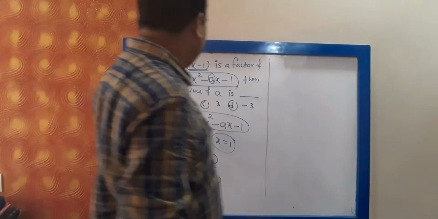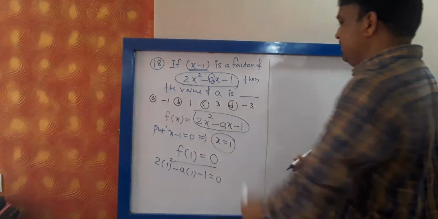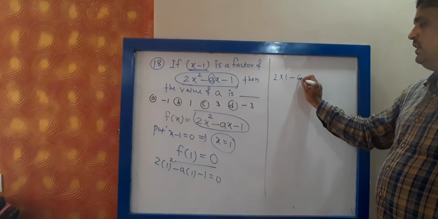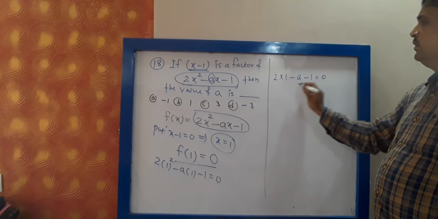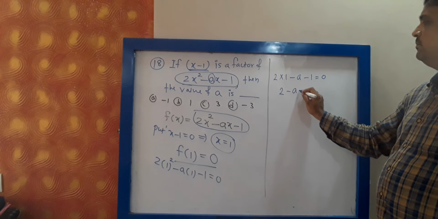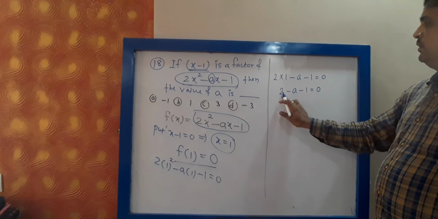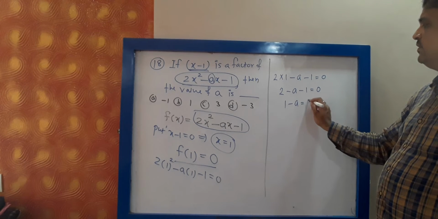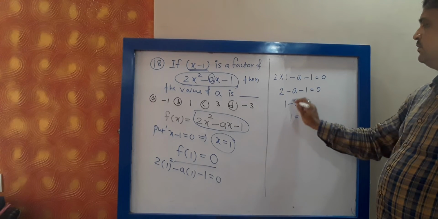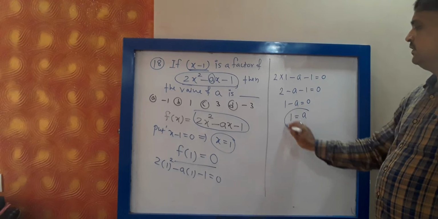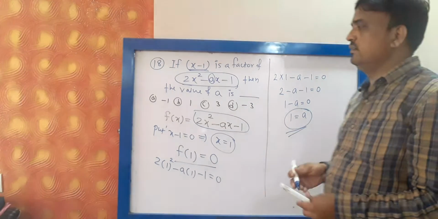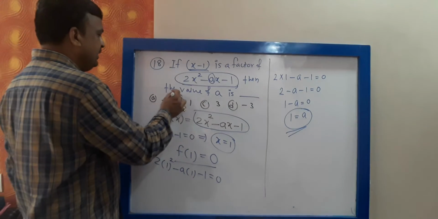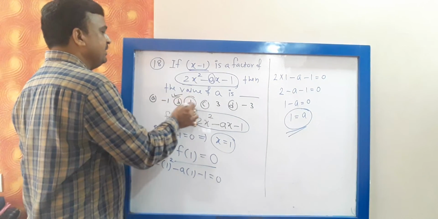So in f of x, you put x is equal to 1. So 2 into 1 square is 2, minus a minus 1 is 0. 2 minus 1, 1 minus a is equal to 0. You will get 1 is equal to a. So the value of a is 1. Which is the correct option? Option number B, the value of a is 1.